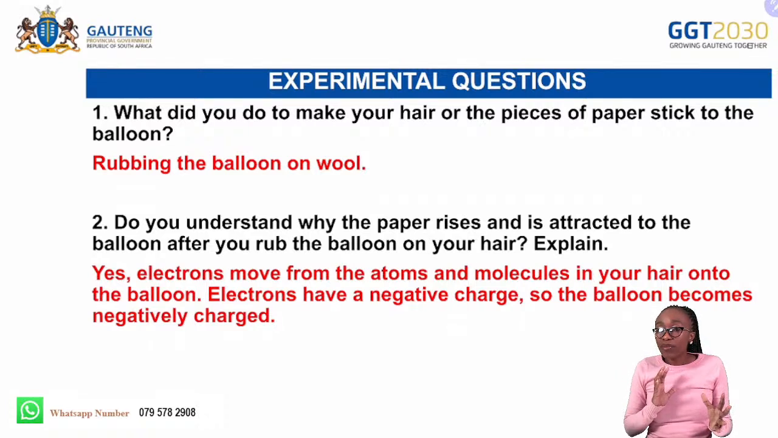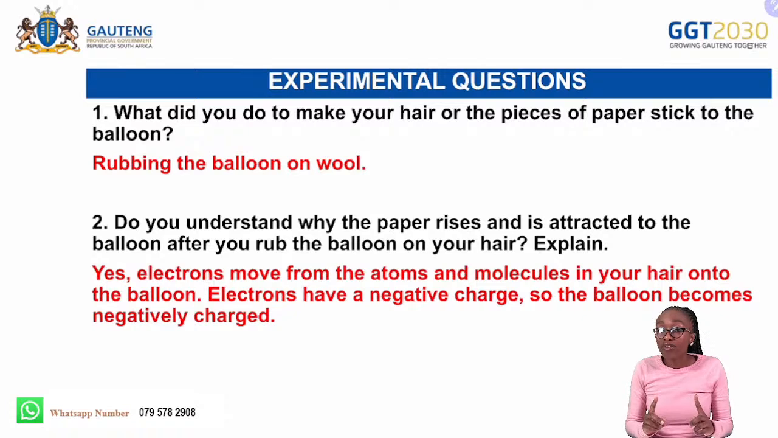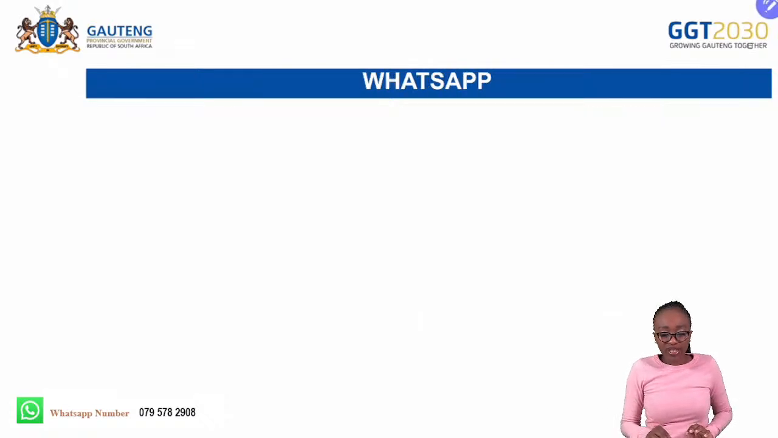So the first time round, the paper didn't stick onto the balloon because both objects were not charged. They, however, became charged after we rubbed the balloon against the wall. That's when they became charged. Okay, I'm sure you enjoyed this experiment thoroughly.